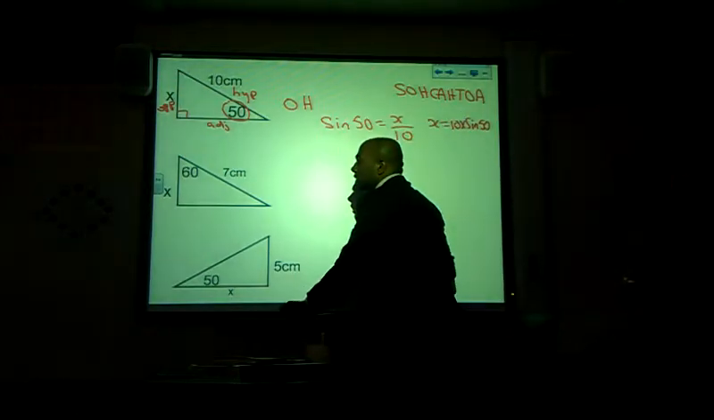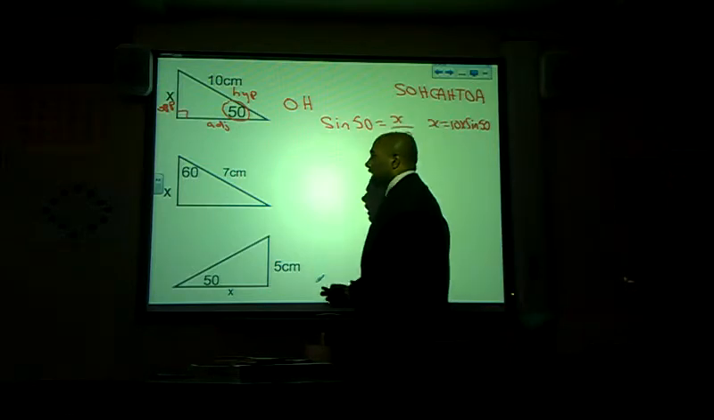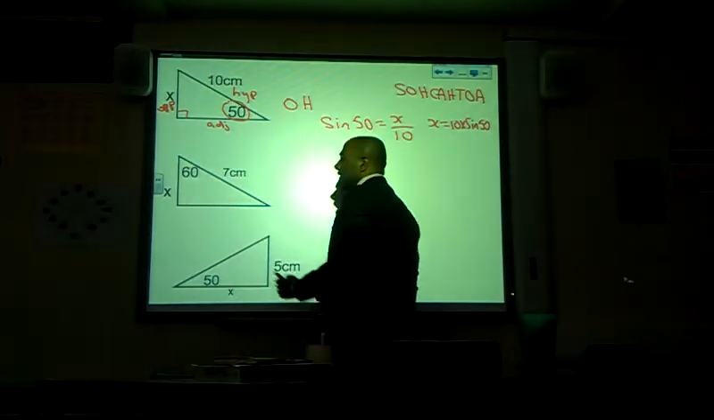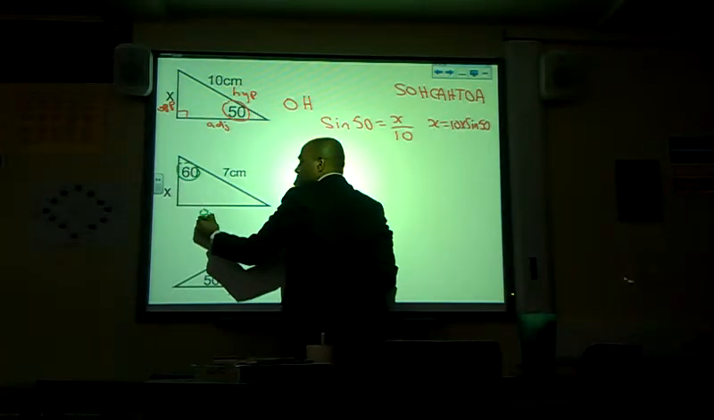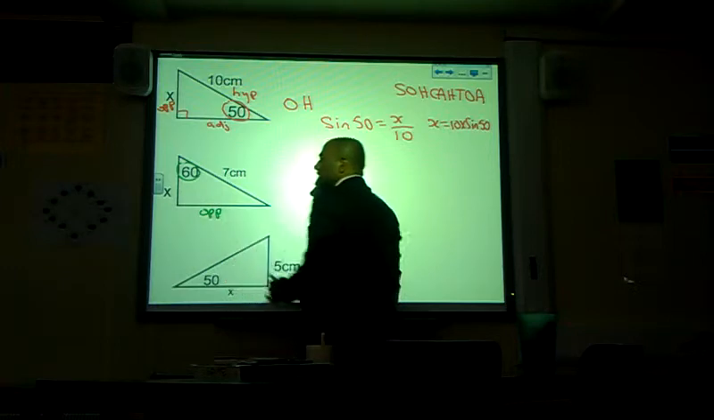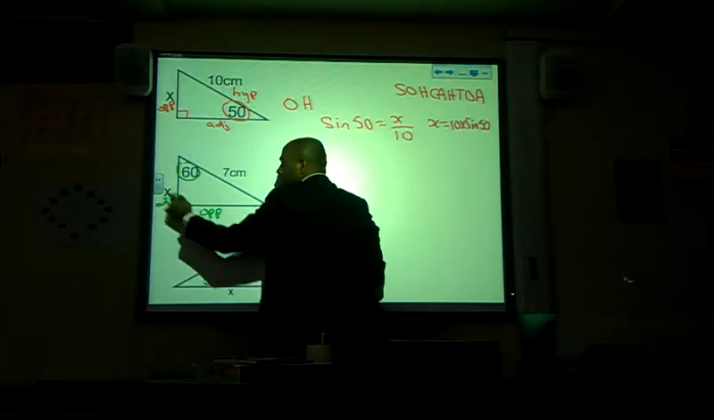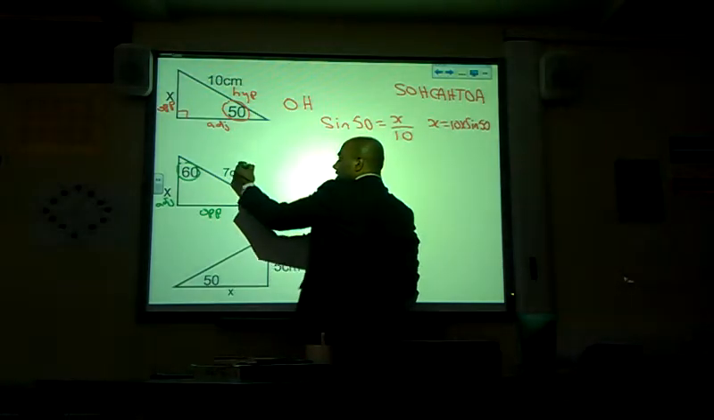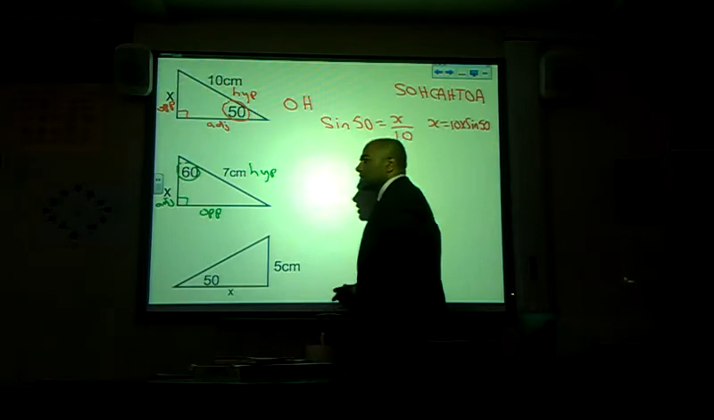Let's have a look at the next one. What do we do first? Label the triangle relative to the angle. So here's my angle. Obviously this time, this side is opposite to that angle. X is going to be adjacent, adjacent meaning next to. And finally, the 7 is the hypotenuse, because there's the 90 degrees.